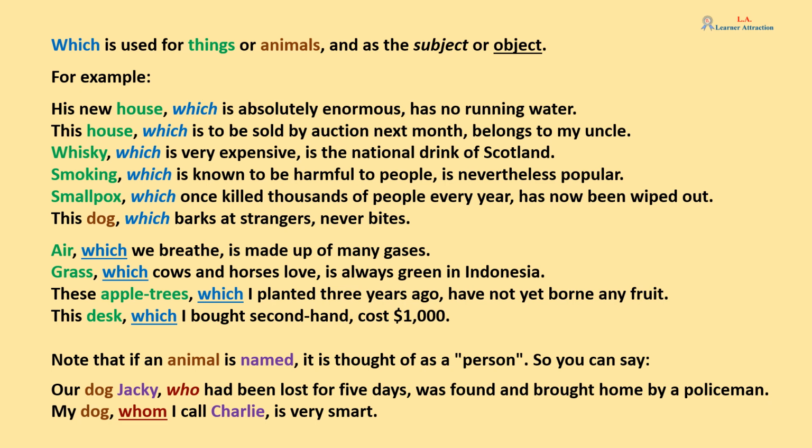Note that, if an animal is named, it is thought of as a person. So you can say, our dog Jackie, who had been lost for 5 days, was found and brought home by a policeman. My dog, whom I call Charlie, is very smart.